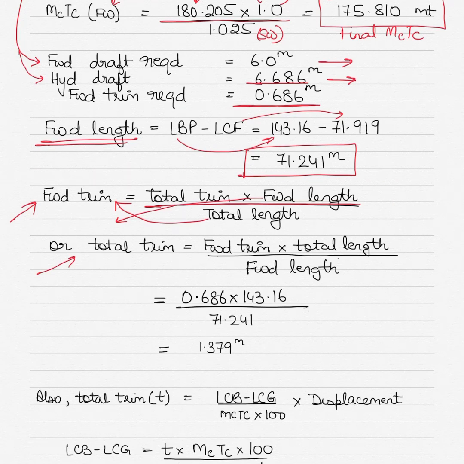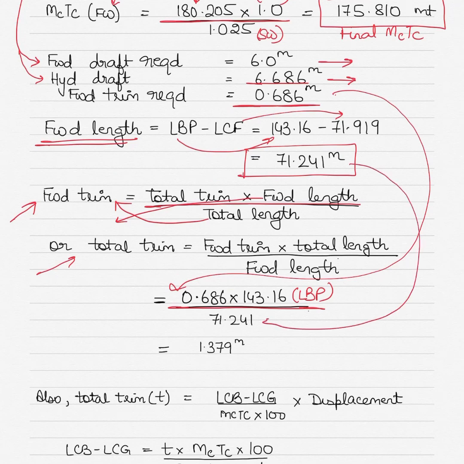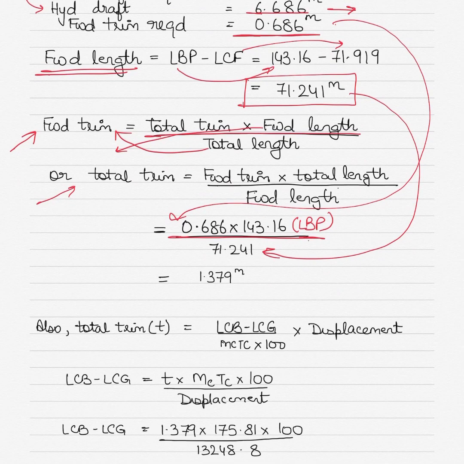So your forward trim has to be 0.686 as you saw above here. Your total length is LBP, which you got from the hydrostatic particulars, and your forward length is 71.241 meters. Your forward length means LBP minus LCF.